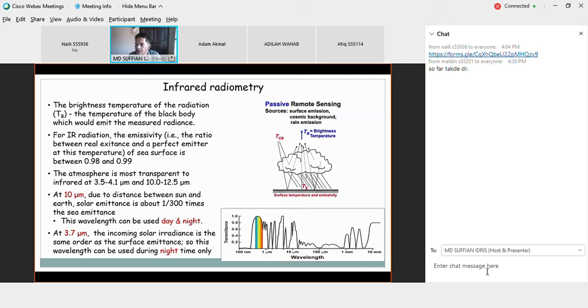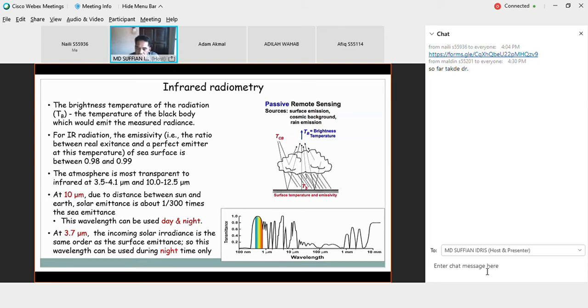So the atmosphere is most transparent, seperti kita tahu, transparent at 3.5 to 4 and 10 to 12 micron. Bermaksud bahawa infrared radiation can penetrate and reach the Earth's surface. And at 10 micron, due to the very long distance between Sun and Earth, the emission of infrared radiation at 10 micron from the Sun is very, very low as compared to the Earth emission.